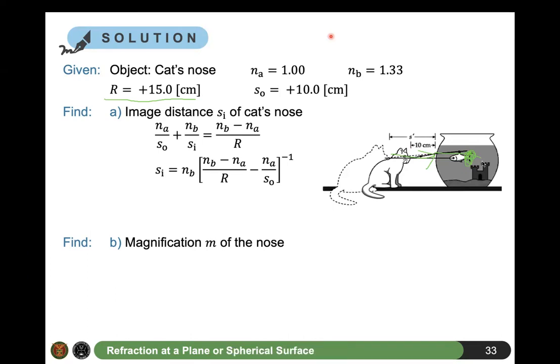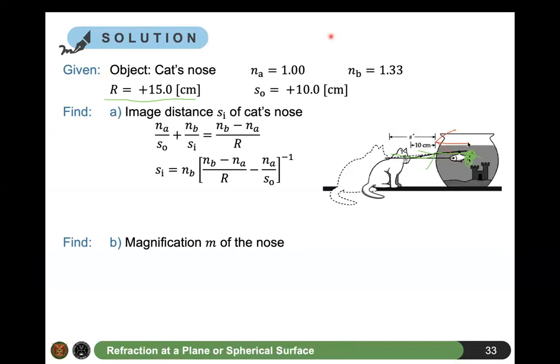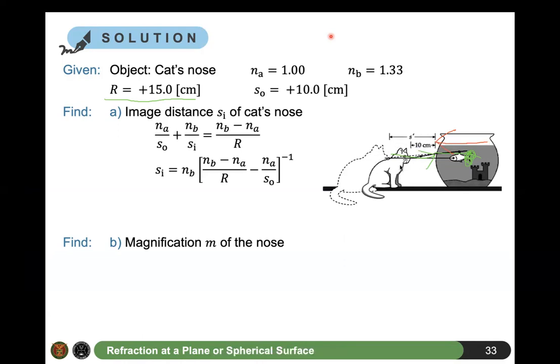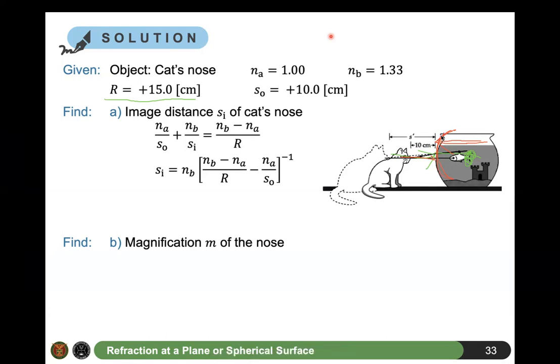If the object is the fish, then the surface is concave. So take note of that. When the object is the cat, the surface is convex, so R is positive, because this is where the rays come from. When the object is the fish, the surface is concave. Right? This concave surface means R will now be negative in that case.